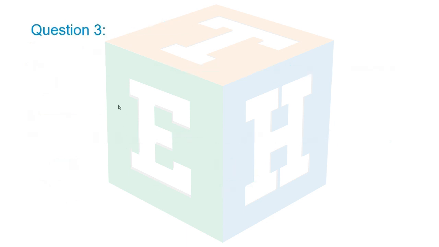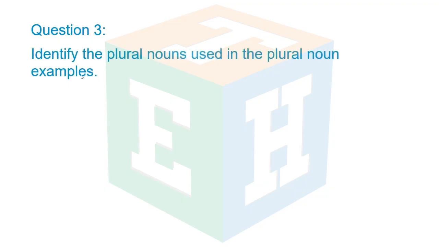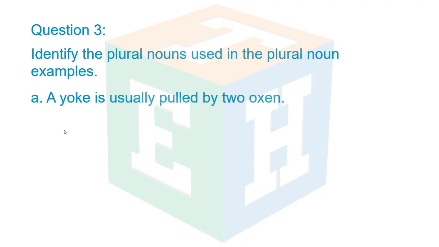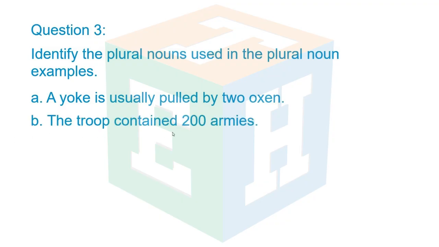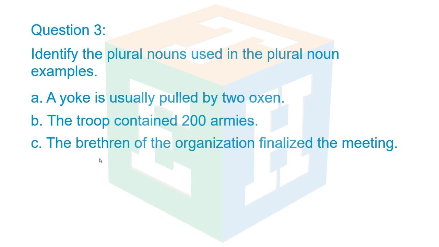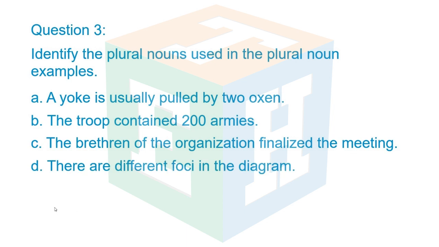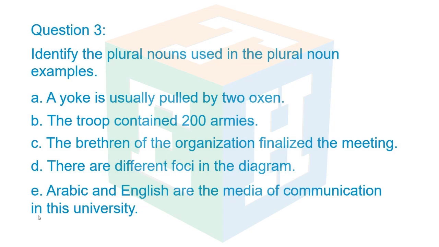Question 3. Identify the plural nouns used in the following examples. A. A yoke is usually pulled by 2 oxen. B. The troop contained 200 armies. C. The brethren of the organization finalized the meeting. D. There are different foci in the diagram. E. Arabic and English are the media of communication in this university.